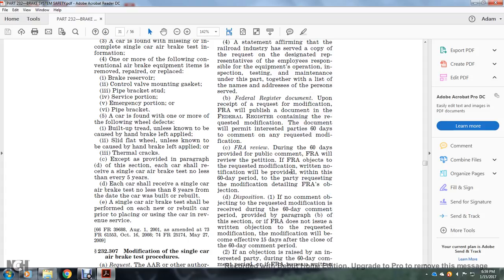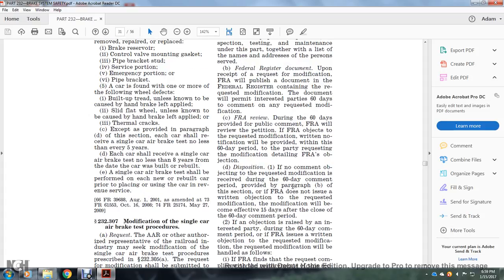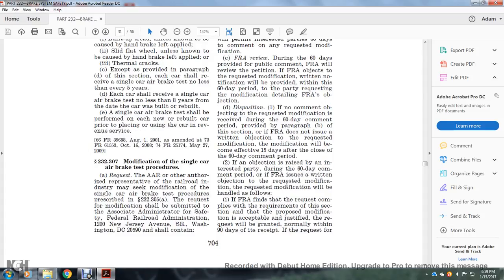written notice of the objection will be provided within the 60-day period to the party requesting the modification, detailing the FRA objection. The disposition: one, if no comment objecting to the requested modification is received during the 60-day comment period provided in paragraph B of this section, and the FRA does not issue a written objection to the requested modification, the modification will become effective 15 days after the close of the 60-day comment period.